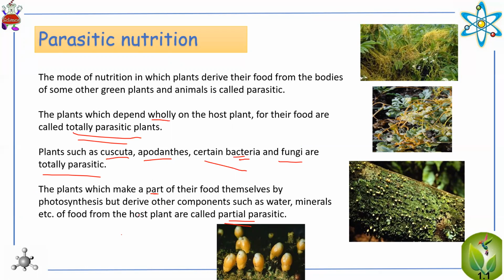host plant. So the plants which make a part of their food themselves by photosynthesis, but derive other components such as water, minerals, etc. of food from the host plant, are known as partial parasitic. They make a part of their food, but they cannot make the full food, and the other part, the water, the minerals, the nutrients, they obtain from the host plant. And you can see a pic here.